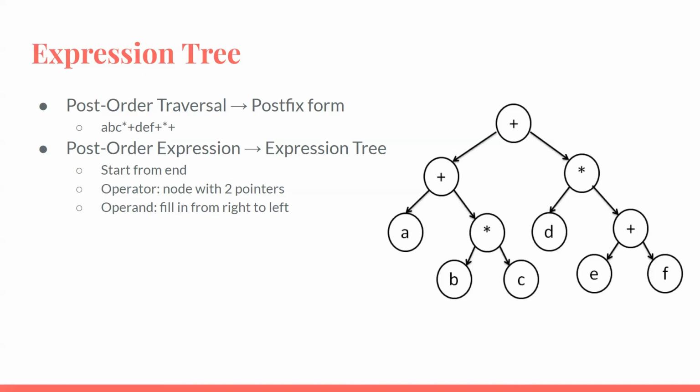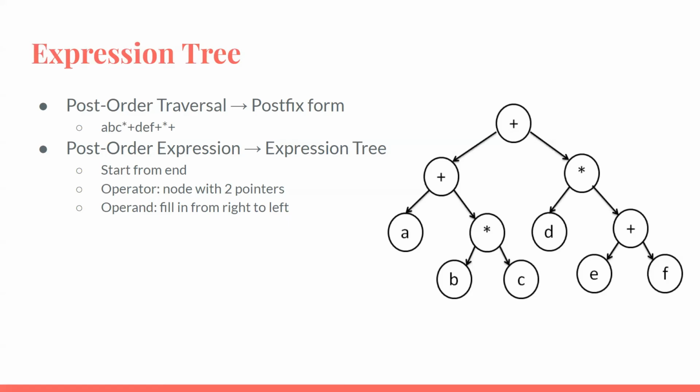If you want to get the actual postfix expression from an expression tree, so go from expression tree to post-order, we do post-order traversal. So post-order traversal gives us a postfix form in an expression tree. I'm going to repeat that. A post-order traversal gives us a postfix form when given an expression tree. So you can prove that to yourself. I gave you the answer right here: A B C times plus D E F plus times plus.